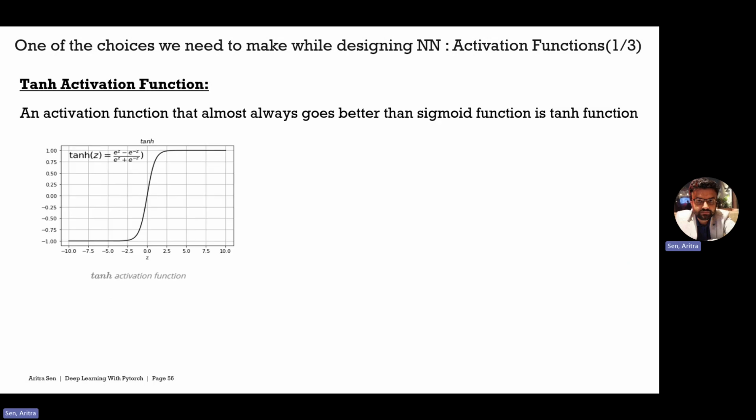Okay, now moving to the next activation function, which is the TanH activation function. Generally this TanH activation function works better than your sigmoid activation function. The formula of TanH is e to the power z minus e to the power minus z divided by e to the power z plus e to the power minus z. Generally we use TanH in the hidden layers of a neural network, and the sigmoid activation function, which I already talked about, we generally use at the output layer when we are doing binary classification, right?